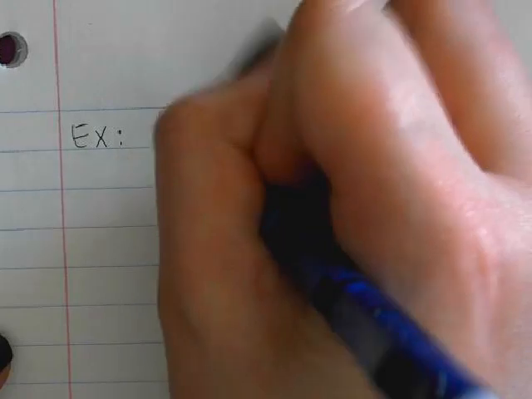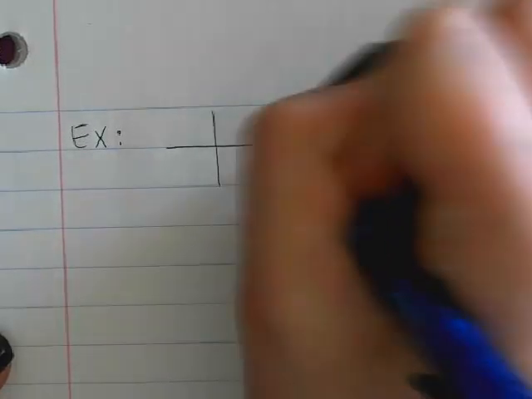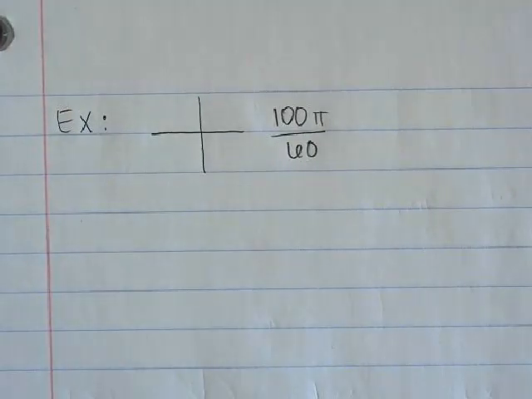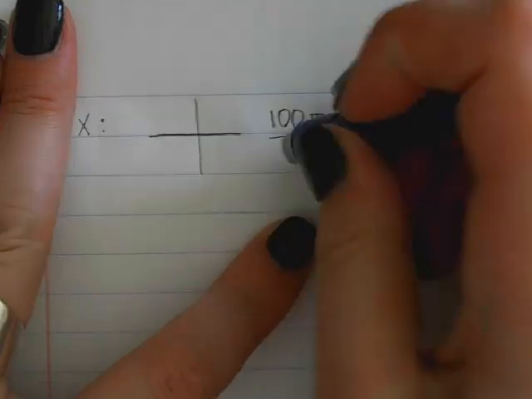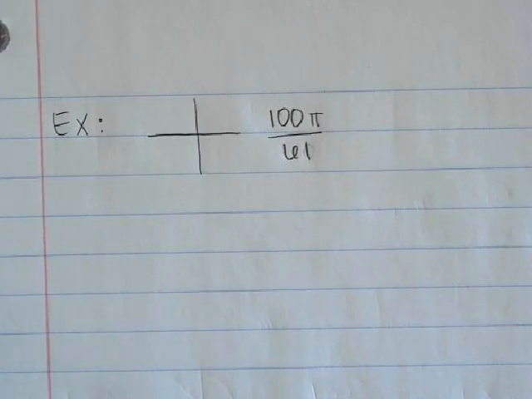All right. I need somebody to give me a fraction that they would be uncomfortable with. 100 over 60. All right, 100 over 60. That can be, we're going to say 100 over 62. No, maybe we're going to do 100 over 61, so it can't be simplified.